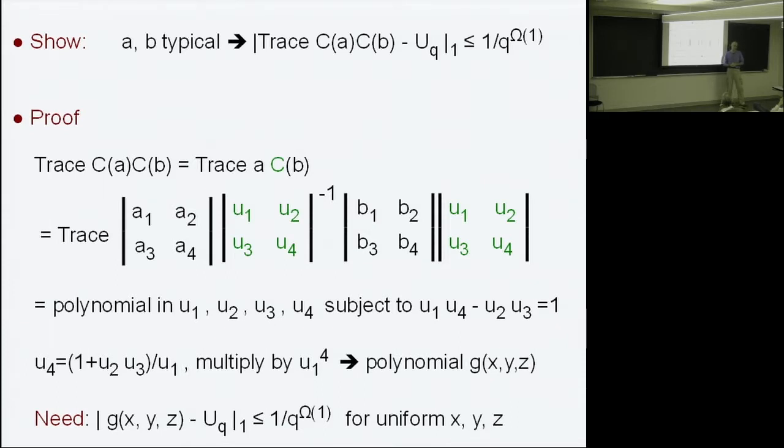And the reason you have three variables at the end, x, y, z, is because of u1, u2, u3, u4. Exactly. So you really have a polynomial over these four variables subject to this condition, and you can remove one variable via substitution. Then you can multiply to remove the denominator, and you get some nice-looking expression.